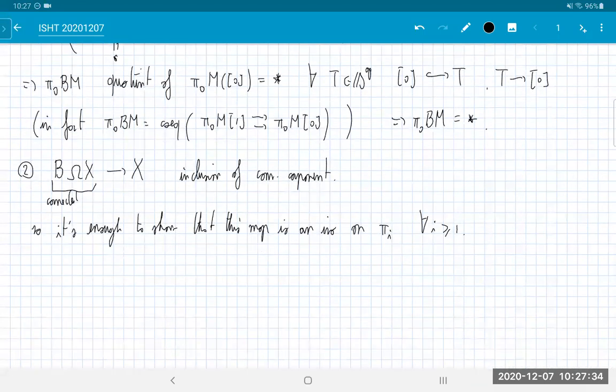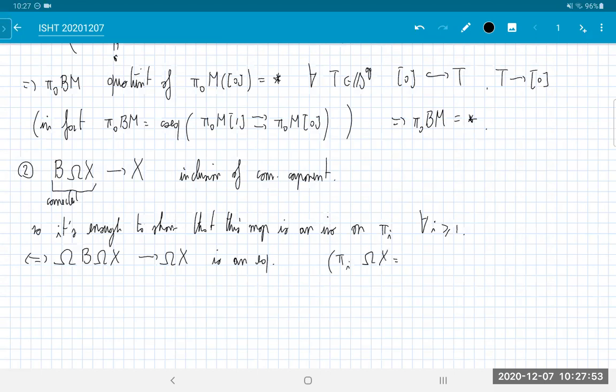Or equivalently, this map, omega b omega x to omega x, is an equivalence. Because pi I omega x is pi I plus one x. And I don't have to care about other base points because I'm looking only at the connected component of the base point.